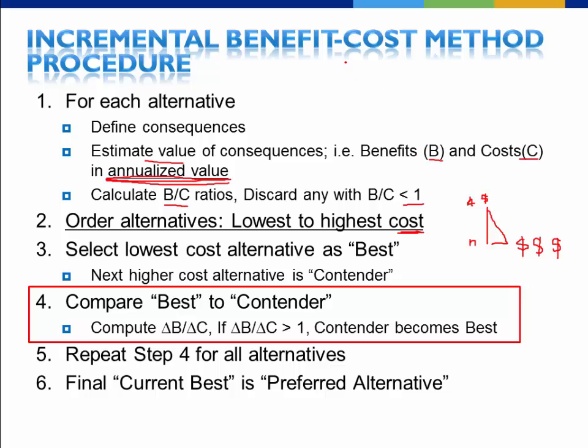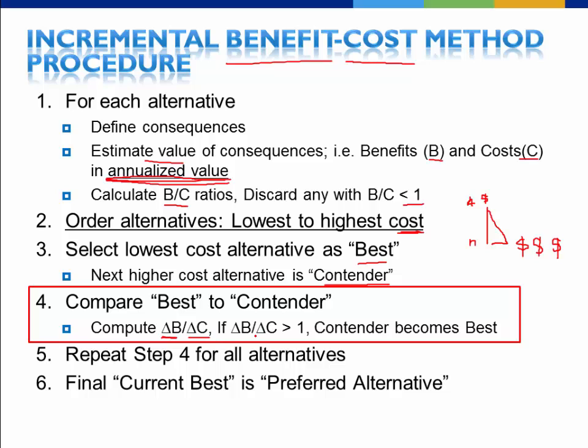Why? Because you really want to compare whether the extra cost is worthy, so you are receiving more benefits. Basically, we select the lowest cost alternative, which is called the best. And the next higher cost is going to be called the contender. So this is project A and B. Then you compare best versus the contender, and we estimate the increment in the benefits and the increment in cost.